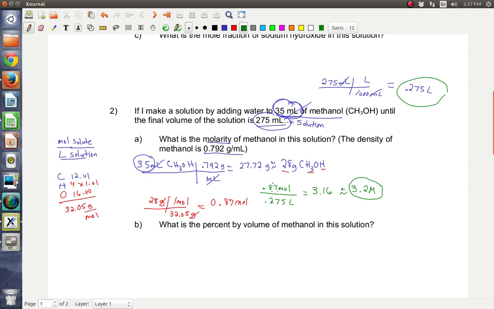Okay, so again, the only thing that made this a little trickier is remembering to use this density right here to convert the milliliters into some kind of grams. And then I use those grams and convert it to moles. And then I can put the moles inside the formula of moles per liter to get the molarity.